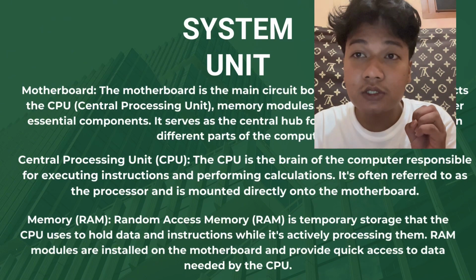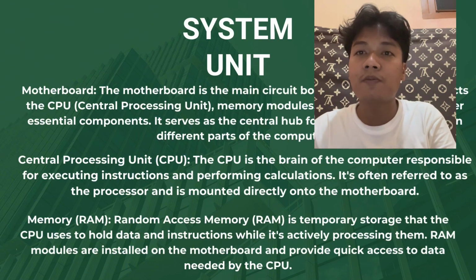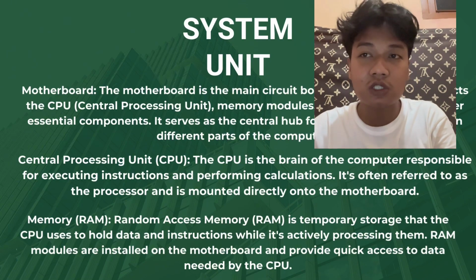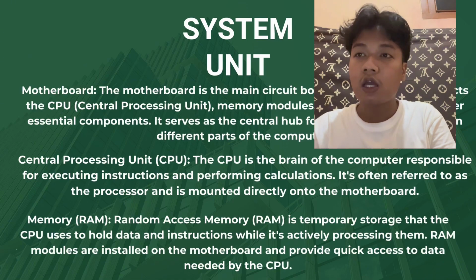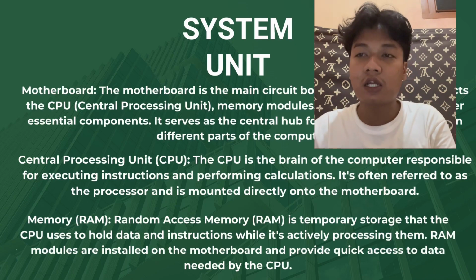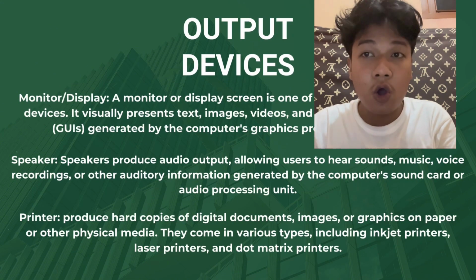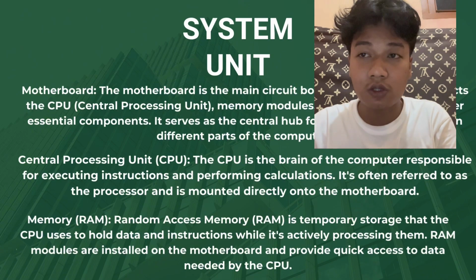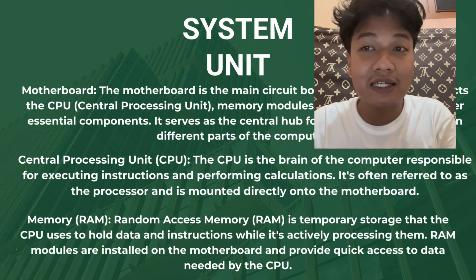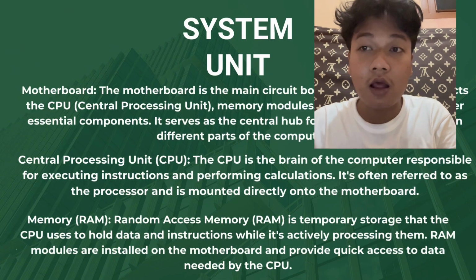Central processing unit, CPU. The CPU is the brain of the computer, responsible for executing instructions and performing calculations. It is often referred to as the processor and is mounted directly onto the motherboard. Memory, RAM. Random access memory, RAM, is temporary storage that the CPU uses to hold data and instructions while it is actively processing them. RAM modules are installed on the motherboard and provide quick access to data needed by the CPU.